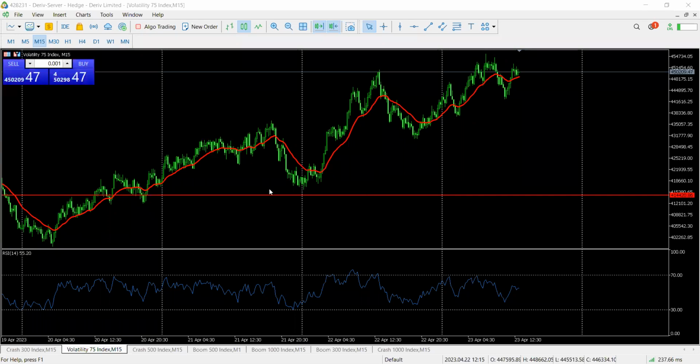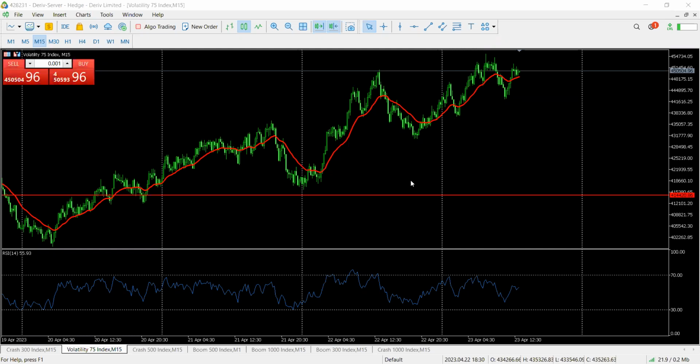Okay, so I'm going to show you how to analyze the V75 market. Like I said, the first thing I do is try to understand the market by finding three time frames. Those time frames are very important to me.